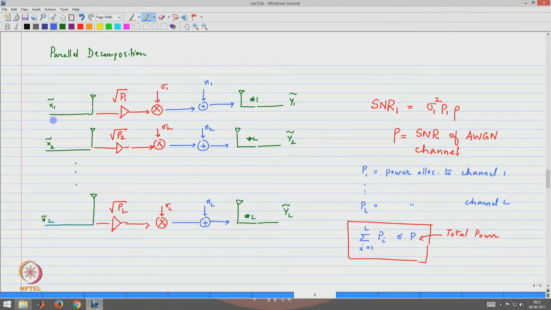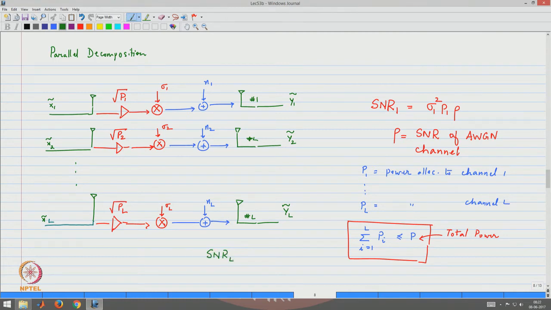You have the signal X, you have the noise N1, that without anything else would have had an SNR of rho. Now, when you have sigma 1 it becomes sigma 1 squared times rho, and if you have square root of P1, which is a scalar, then the total SNR becomes sigma 1 squared P1 times rho, where rho is the SNR of the AWGN channel. So, we can now write down the SNR of channel number 1, and likewise we can write it down for the Lth channel.